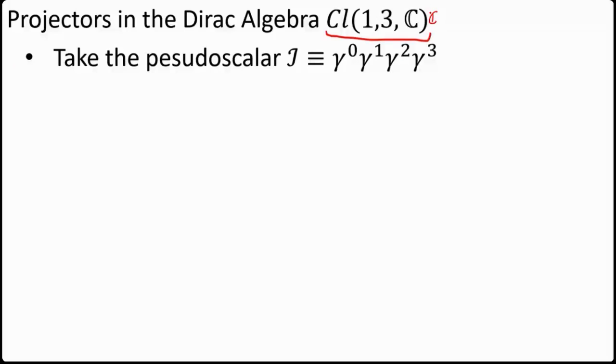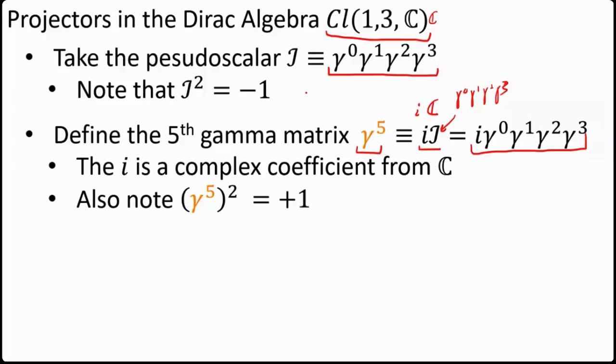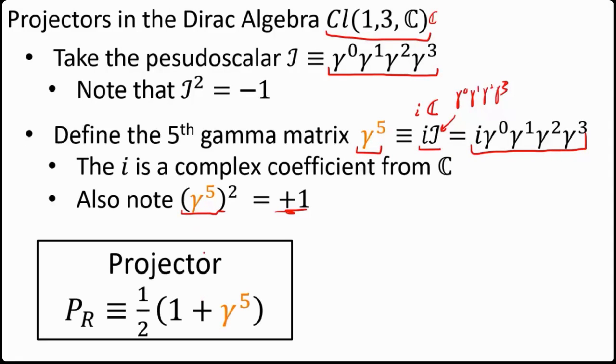So I'm going to show the same thing, and this is the spacetime algebra with complex coefficients. Sometimes it's called the Dirac algebra. This time the pseudo-scalar is gamma 0, gamma 1, gamma 2, gamma 3, and that squares to -1. And we define the fifth gamma matrix as this, the complex i living in C, and that capital I is this. Together they get this. Gamma 5 squares to +1. And remember, when things square to +1, we can make projectors out of them.